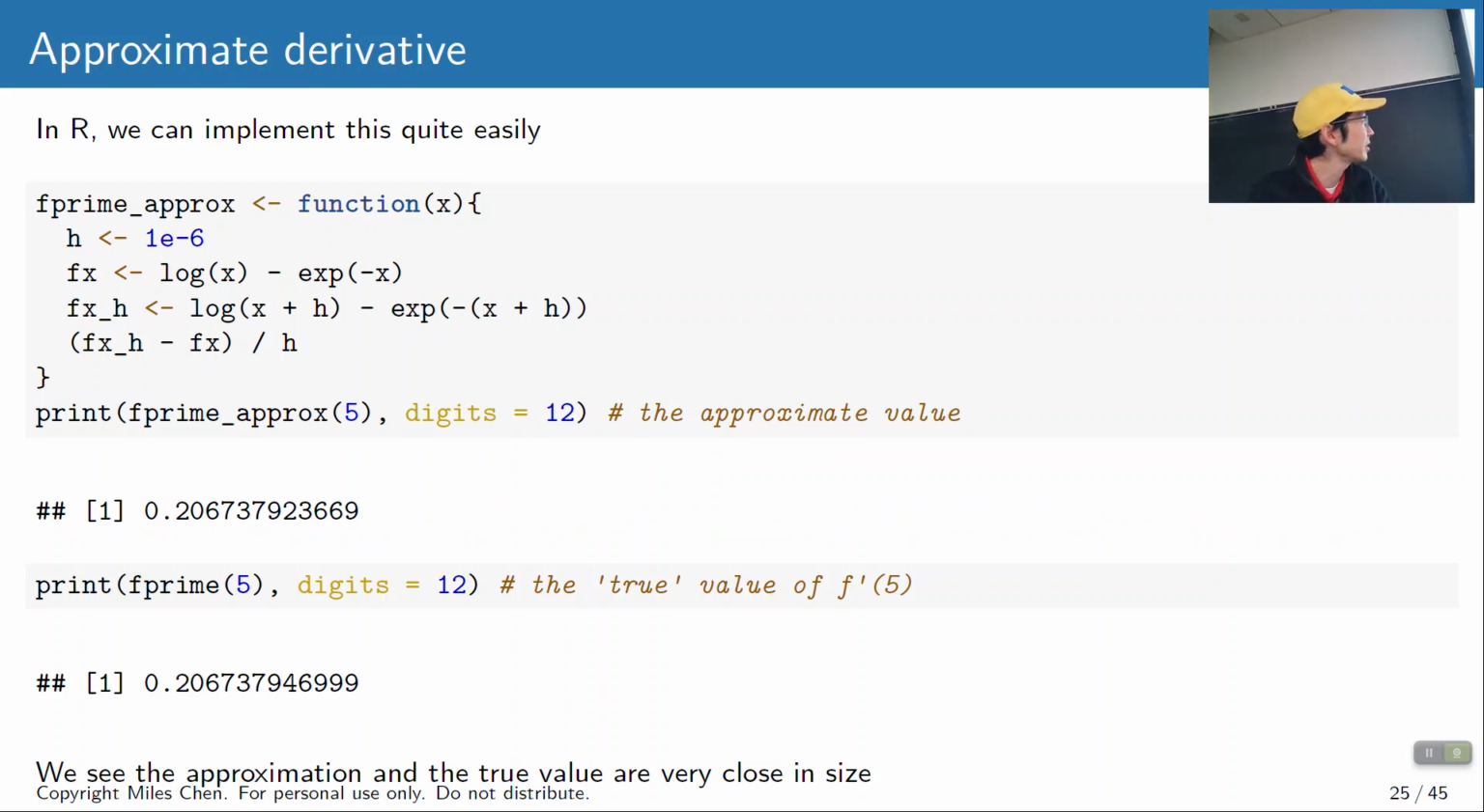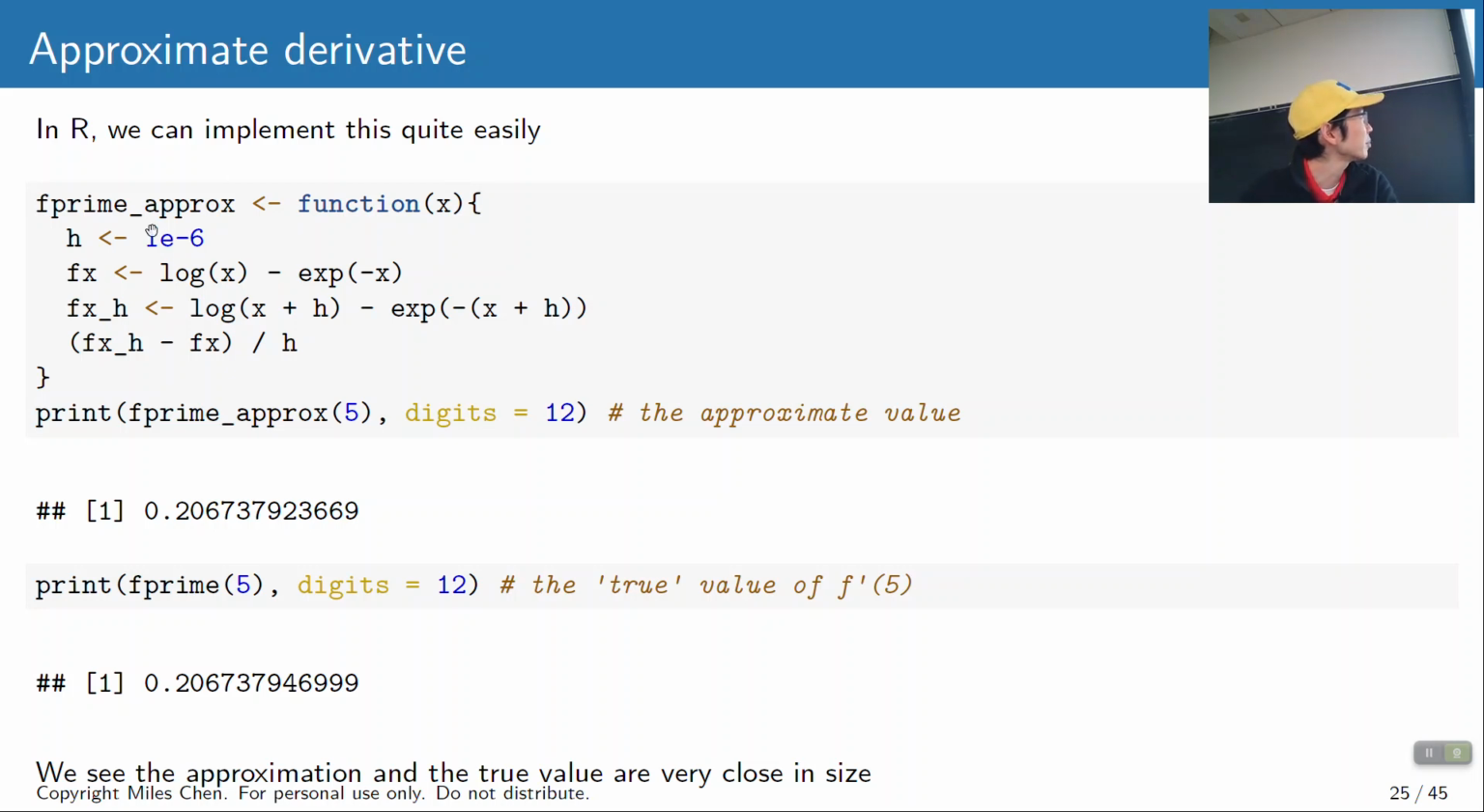So here's our function, log of x minus e to the negative x, and I'm going to plug in some value x, and my h is going to be 10 to the minus 6. I calculate the value of the function at x, and then at x plus h. So I have log of x plus h minus e to the negative x plus h. Then what's the difference between f of x plus h and f of x? Take that difference and divide by h, and that will be an approximation to the derivative.